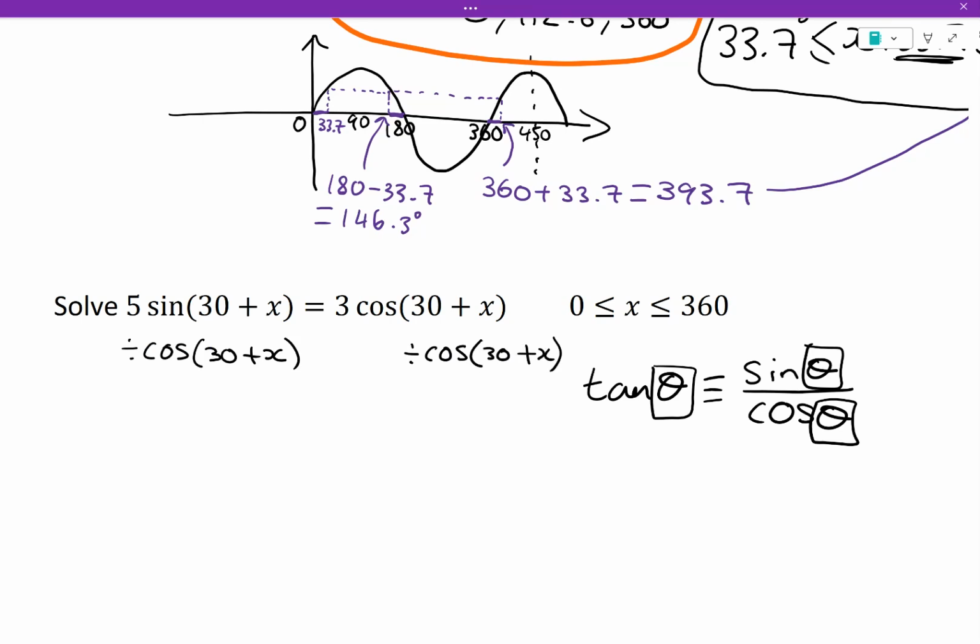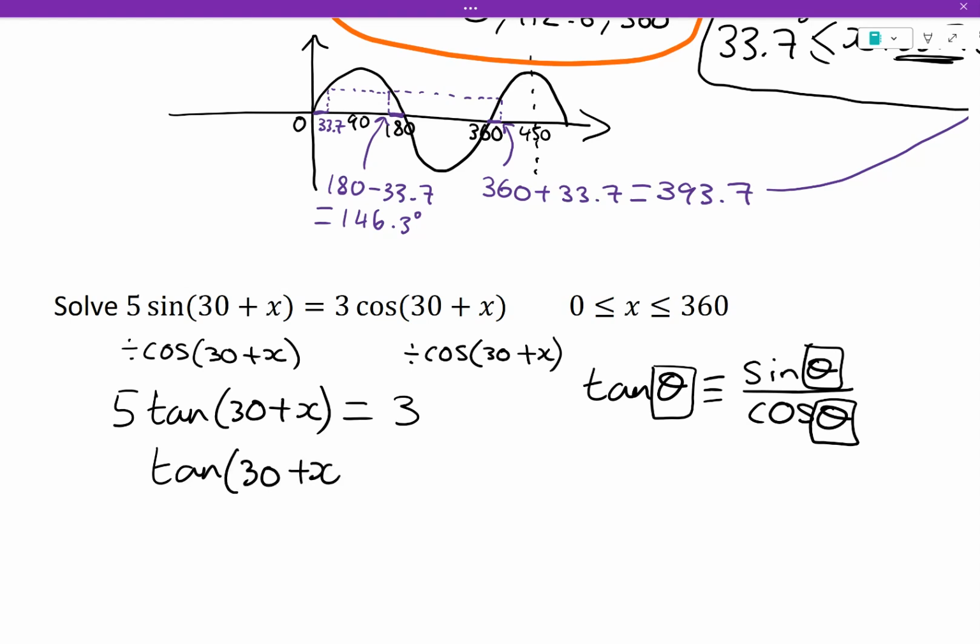So what's going to happen on the left-hand side? The sine 30 plus x divided by the cosine 30 plus x gives tan 30 plus x. But don't forget about our 5 in front. And on the right-hand side, the cos 30 plus x cancels with the cos 30 plus x, so we're just left with 3. So now we have an equation with only one trig function in it, and that is tan. So now we can rearrange to get tan on its own. So tan 30 plus x is equal to 3/5.